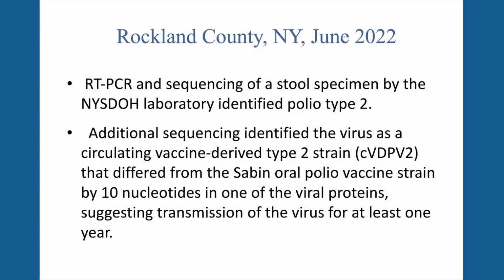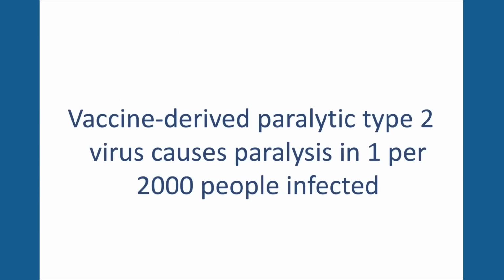Additional sequencing identified the virus as a circulating vaccine-derived type 2 strain that differed from the Sabin oral polio vaccine strain by 10 nucleotides in one of the viral proteins, suggesting transmission of the virus for at least 1 year. Roughly, vaccine-derived paralytic type 2 causes paralysis in 1 per 2,000 people, meaning that this man was probably the tip of a much larger iceberg.